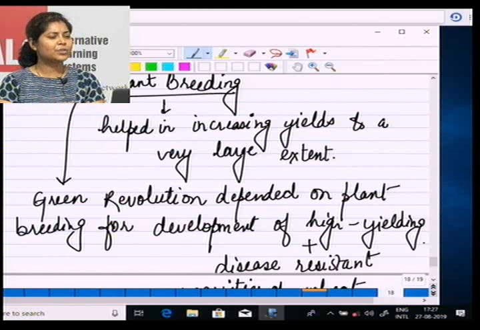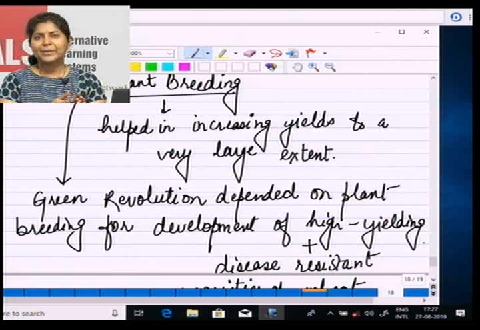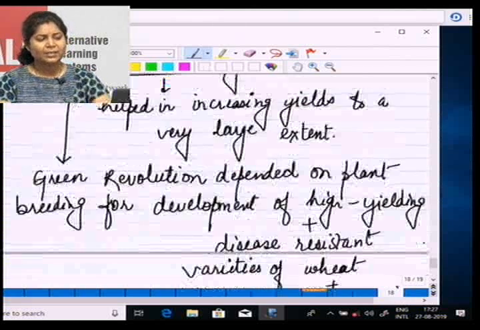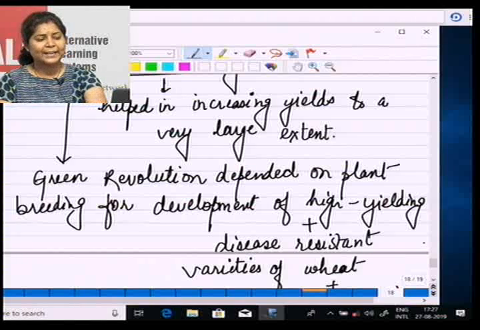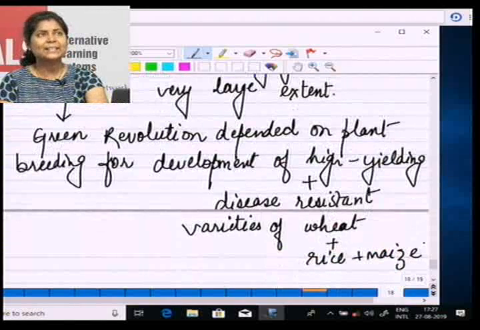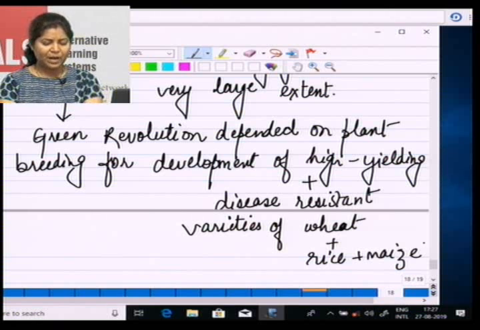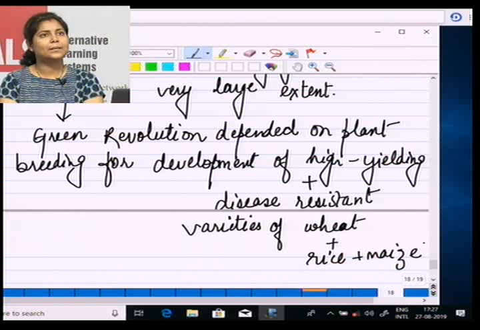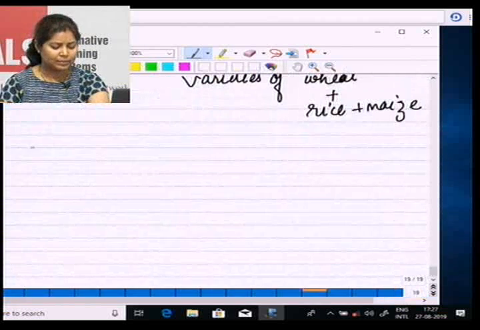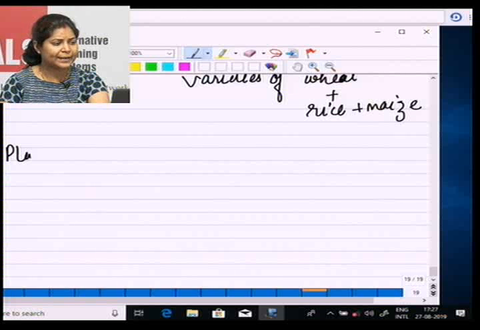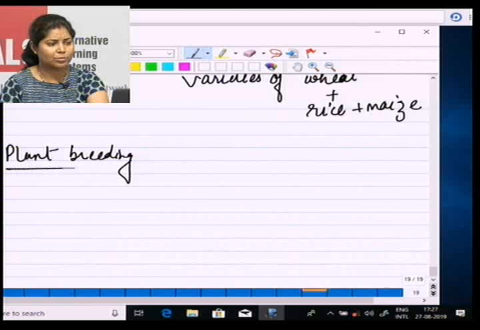And green revolution is dependent on what things? It is dependent on plant breeding for development of high yielding, disease resistant varieties of wheat, rice and maize. So these are the advantages of plant breeding. Is it? Okay, clear up to this?